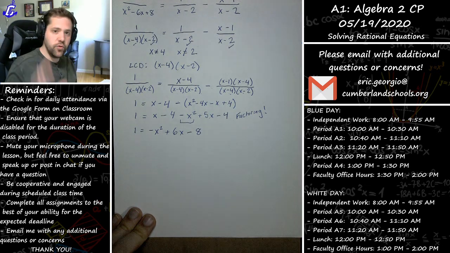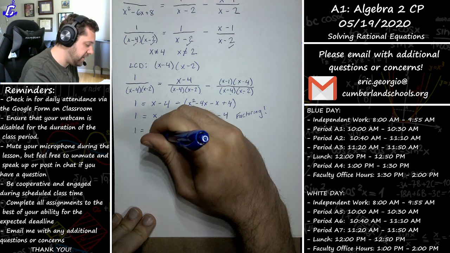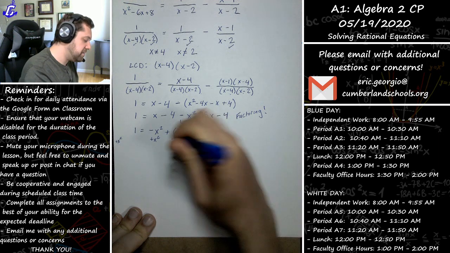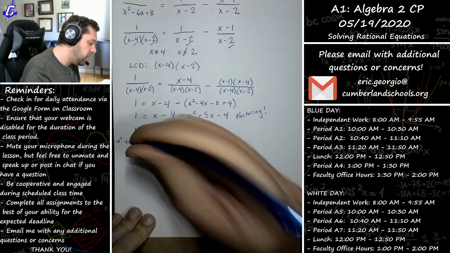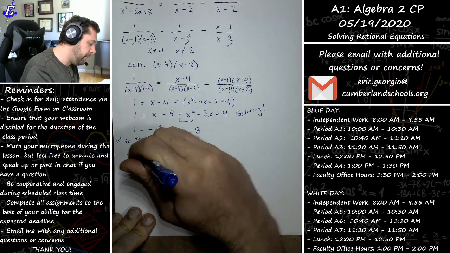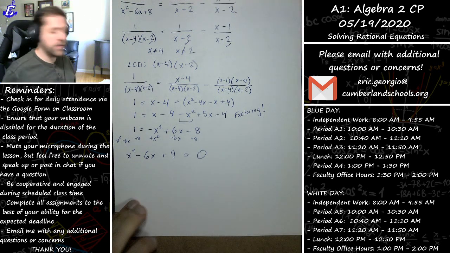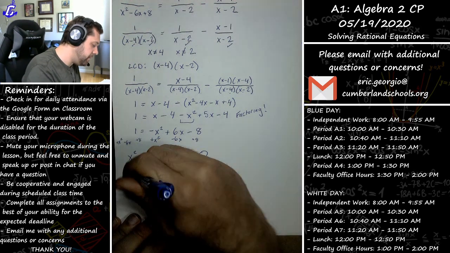Okay, let's move everything over to the left to make that coefficient of x squared positive, because if I add x squared over there, I subtract 6x over here, and I add 8 over here, we're going to get that x squared minus 6x plus 9 is equal to 0. Hopefully, again, you see why that's beneficial, because now x squared has a positive leading coefficient. Now we can go ahead and break it down.